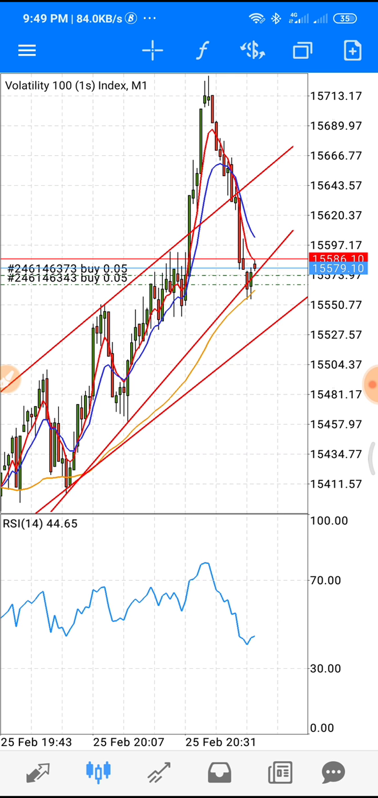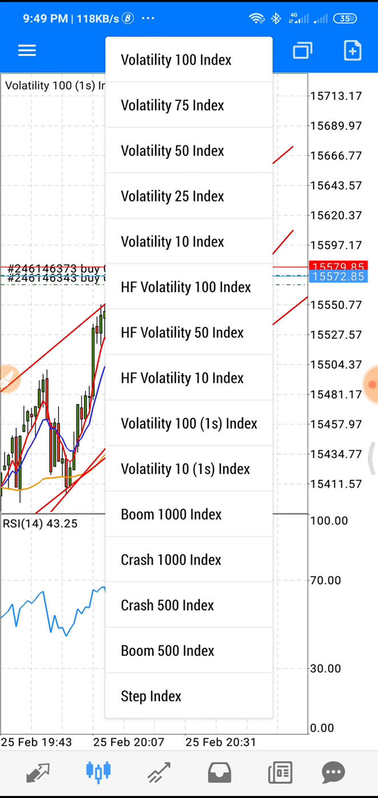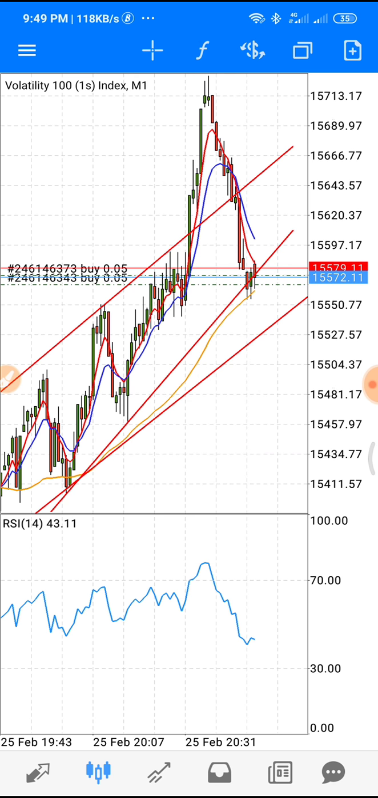About the strategy I've been using for the past few days now, I want to share the strategy with you. This strategy is used on volatility indices. So, the first thing to check is on any volatility indices you're checking.